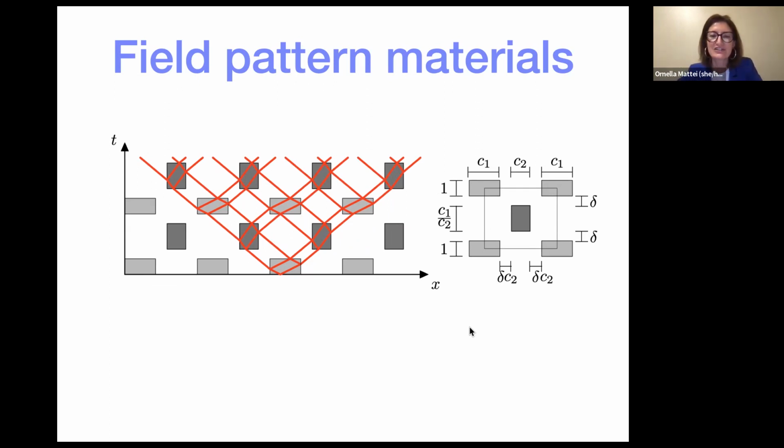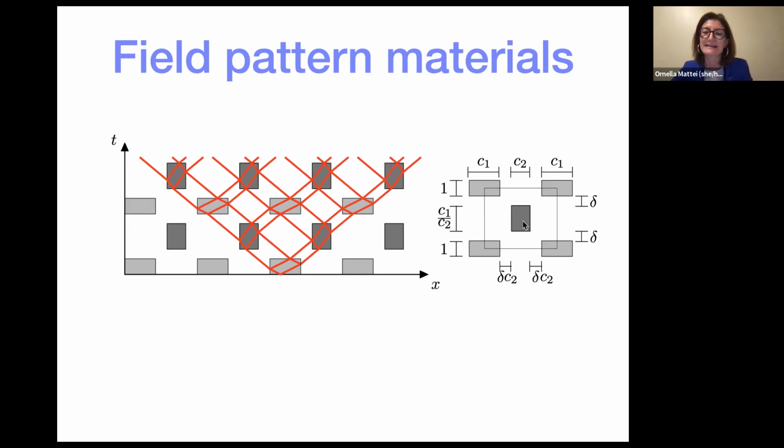So the most general microstructure we could come up with, this is work in collaboration with Vincenzo Gulizzi, is the following. C1 and C2 are the wave speeds in the light gray material and in the white material. But then you do need a third material, the one in dark gray here, that has a wave speed that must be related to C1 and C2.